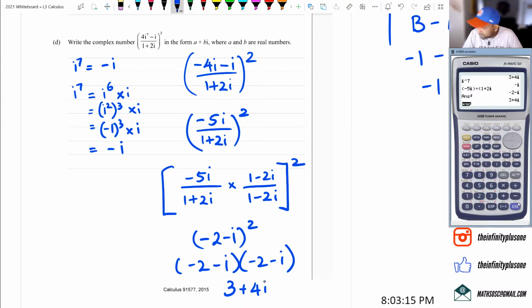And that pretty much is going to get you a merit there. So it's just learning how to use your calculator, but at the same time learning how to put enough of the working there so that you can come away with a merit for that question.